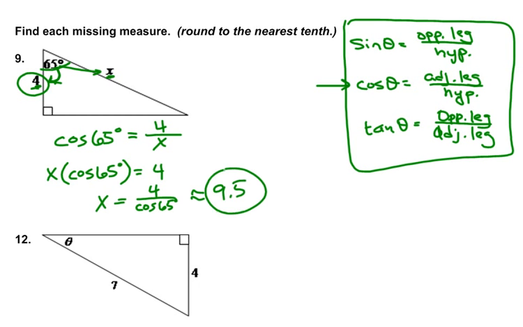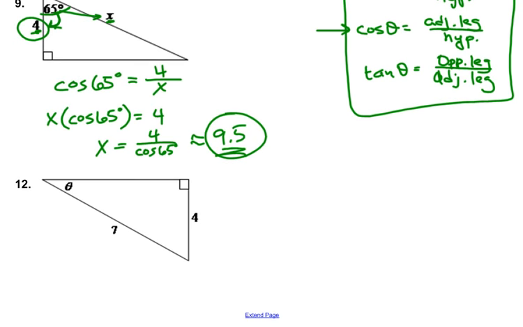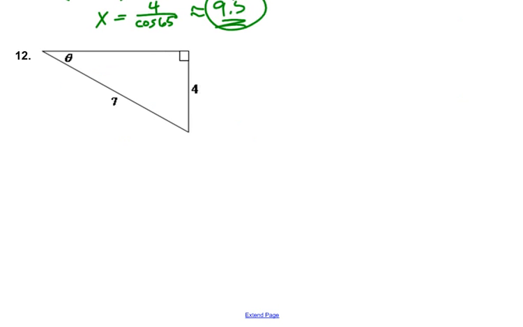We'll just say we're going to round everything to the nearest tenth in this activity. So our value for x, that hypotenuse, would be 9.5. Okay, continuing along down to number 12, you can see in number 12 we have a similar situation.